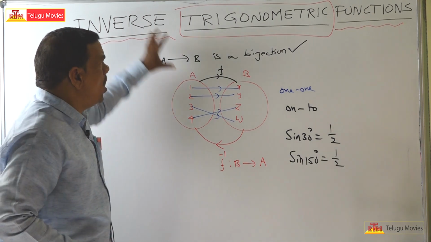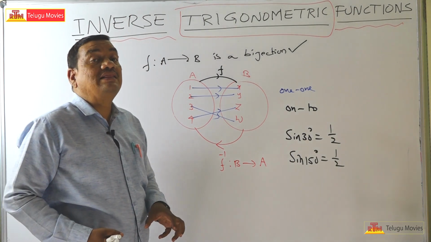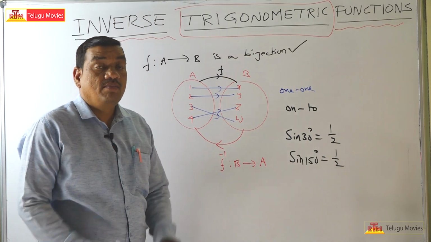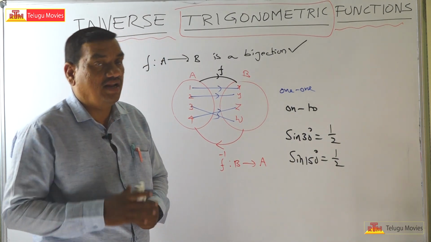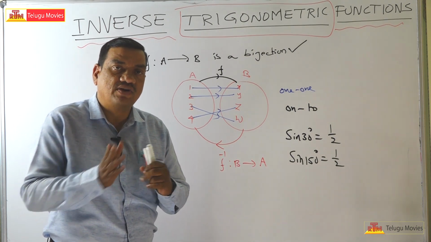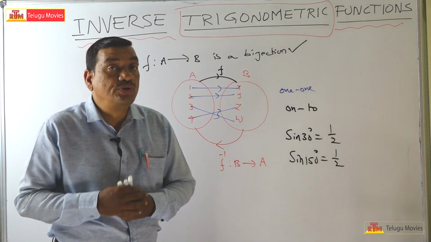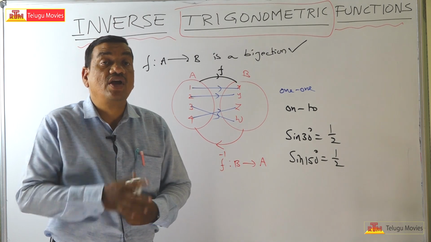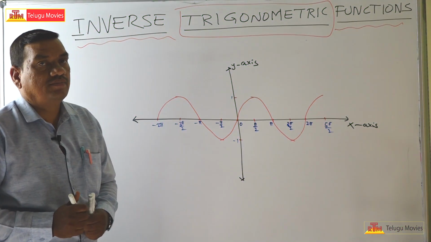So all trigonometric functions are not bijective, but we can make them bijective by restricting the domain, by cutting the domain. What is the domain of sin theta? The set of real numbers. I will cut the domain in both directions, from the negative direction to the positive, and make it into a bijection, both one-one and onto. So where do we have to cut? Let us see that.